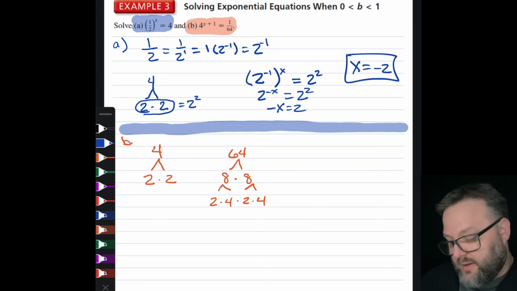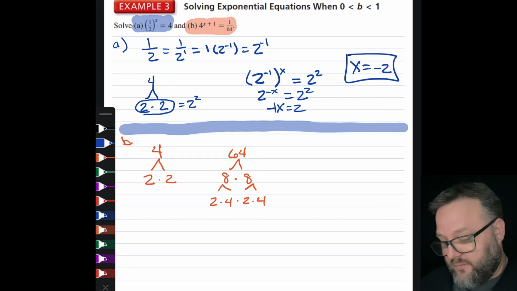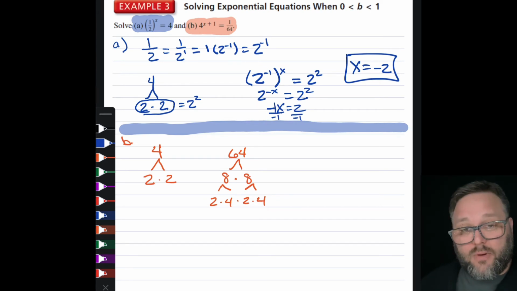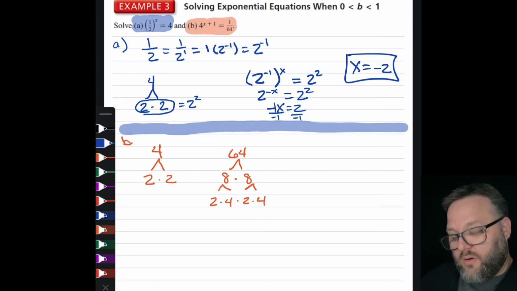Now the math behind that is there's actually a 1 right here. So that negative is actually negative 1. So if I divide each side by negative 1, I get 2 divided by 1 is 2. And a positive divided by a negative is negative. And we get x equals negative 2.